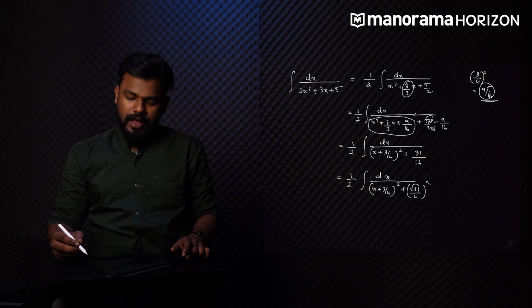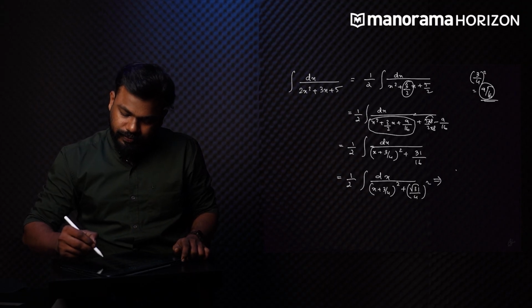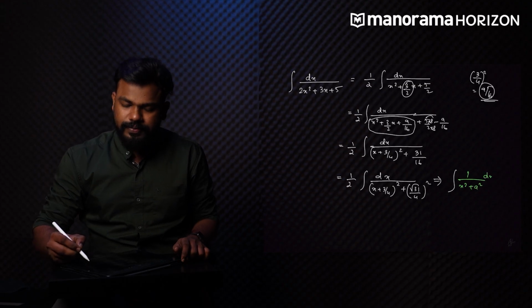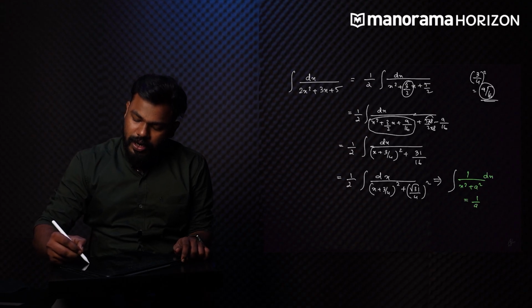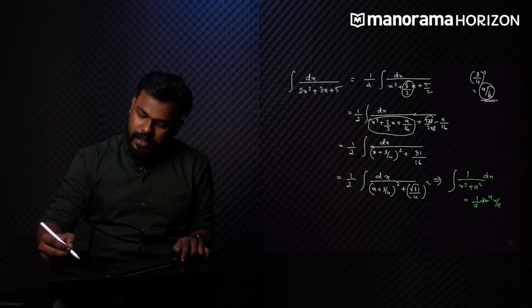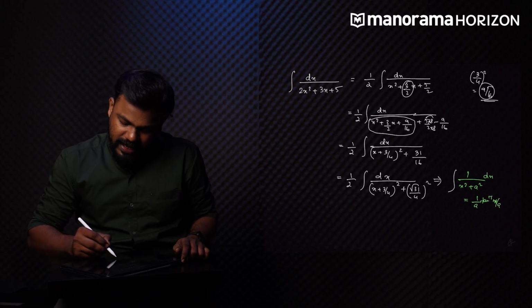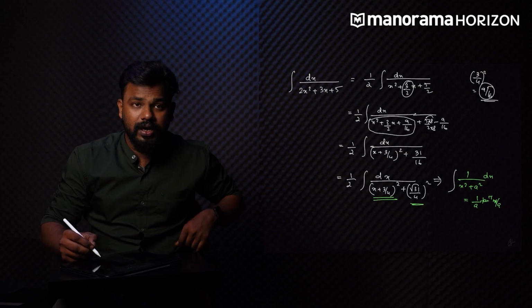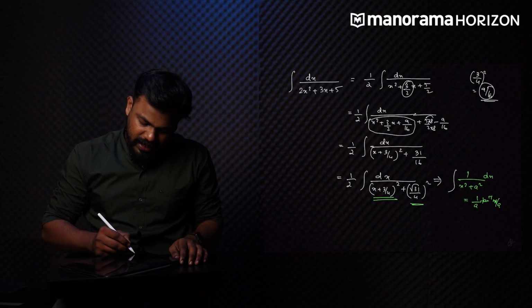Now, is this of the form 1 by x square plus a square dx? Yes. And what is the integral of that? 1 by a tan inverse x by a. So now it is of this form. That is, in place of x, you have x plus 3 by 4, and in place of a, you have root 31 by 4. So can you write the final answer?